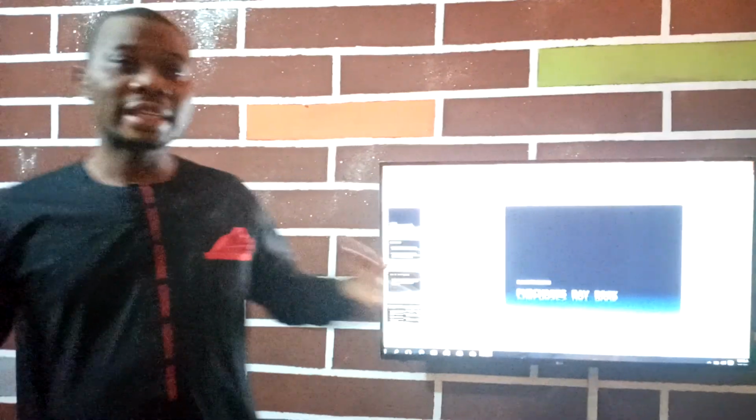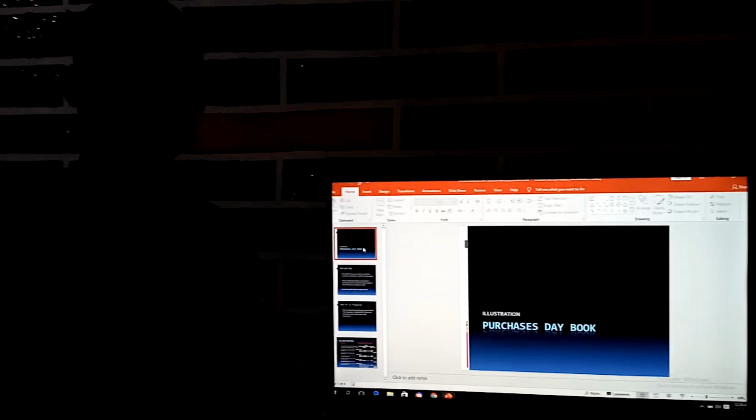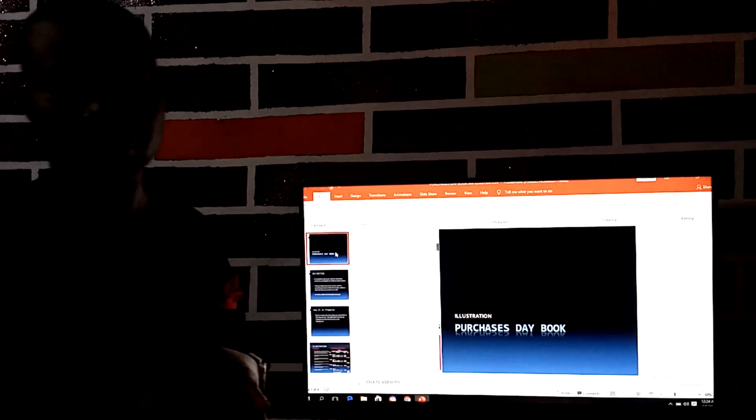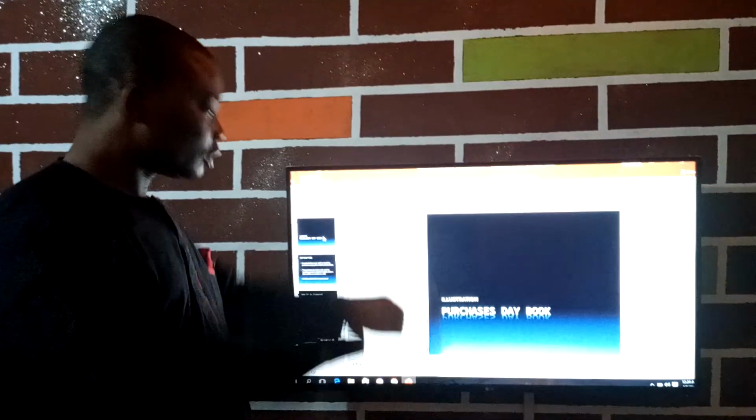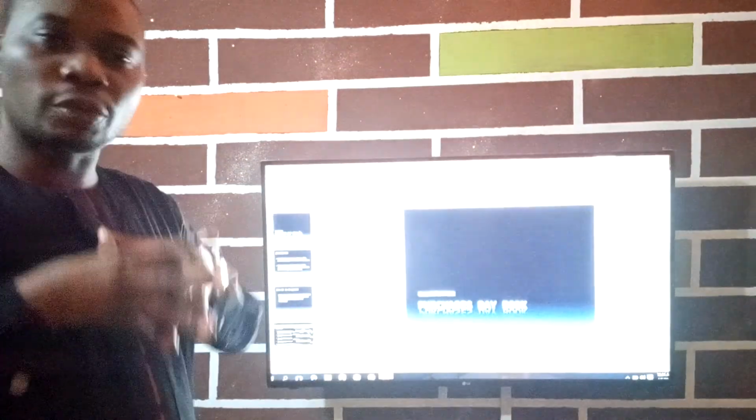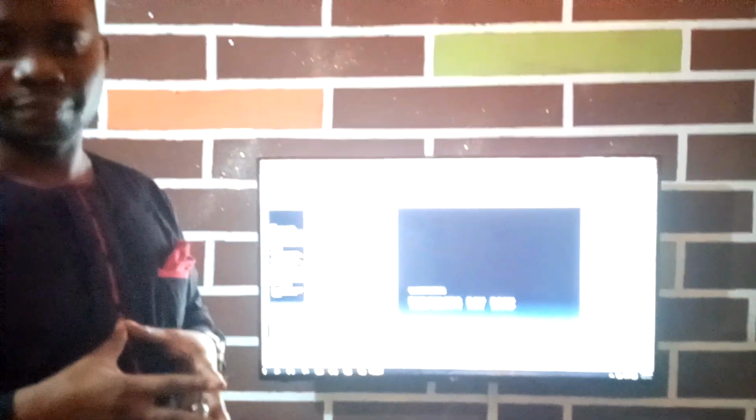We are going to be looking at the Purchases Day Book. We already know that the Purchases Day Book is a specific book of account. Now, the Purchases Day Book is also a book of account used for recording specific transactions, and those transactions are purchases made on credit by the organization.